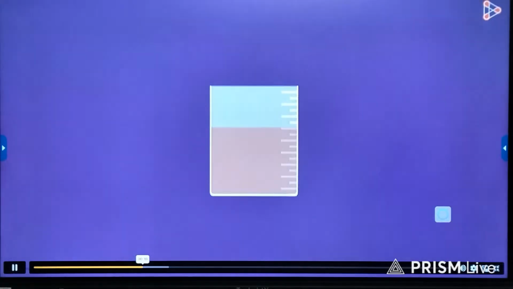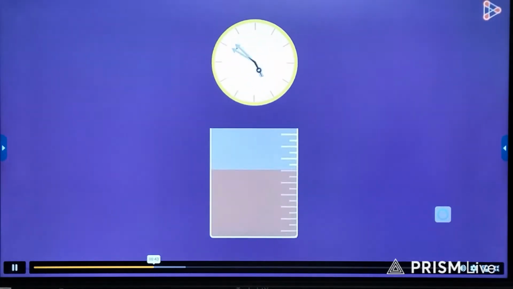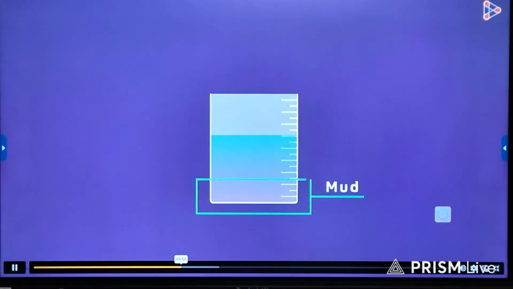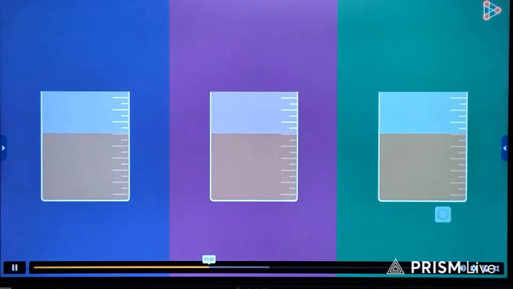Let me give you a hint. Think about what will happen if you allow the glass of muddy water to sit still for a long period of time. The force of gravity comes into play. It helps the heavier soil particles settle at the bottom of the glass and thus water forms the top layer. Don't you think this is a simple trick to separate the two? That's exactly what the three kids did.